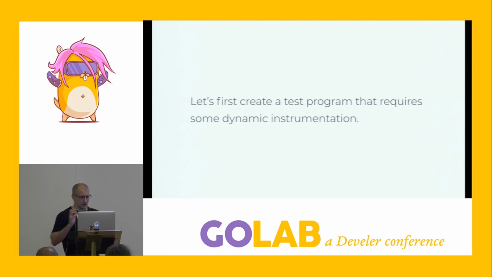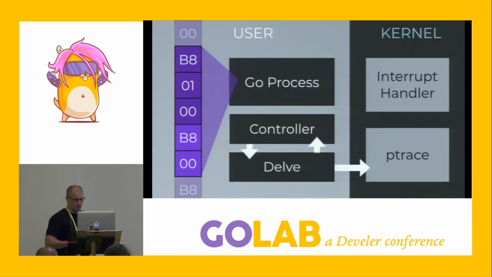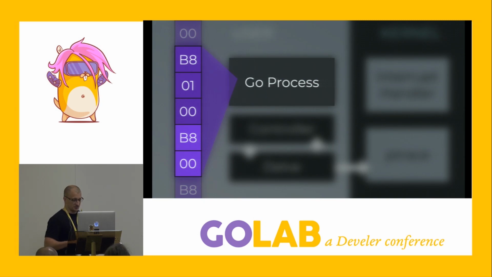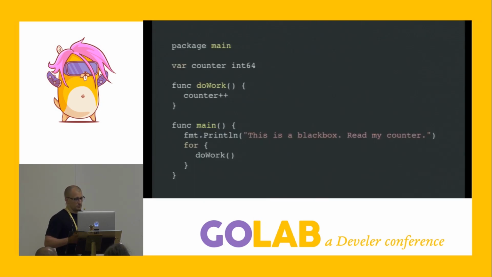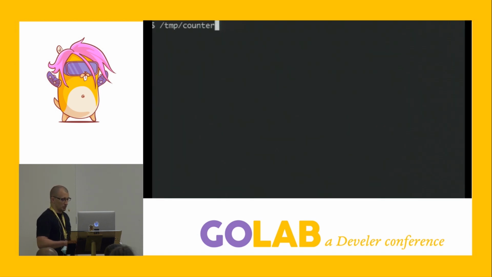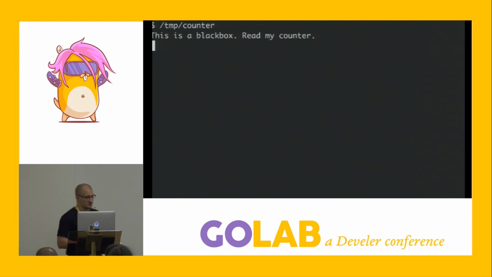So I'm going to show an example program here. That's going to be our Go process, and it's pretty straightforward. It's just a counter. We have a global counter, a function called doWork that will increment that counter, and then a main that just loops forever calling doWork. Pretty straightforward. When we run that, it has no outputs. It's a black box, and we have no way of finding out what the value of that counter is from the outside.